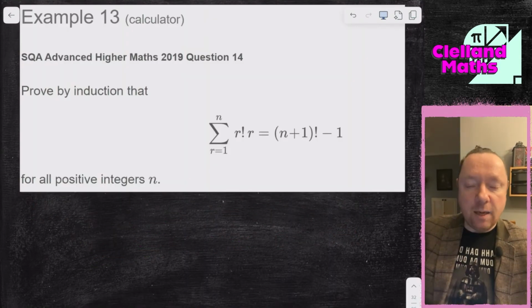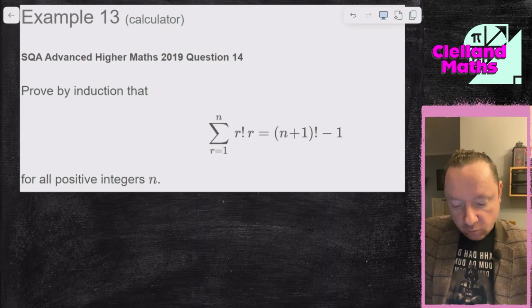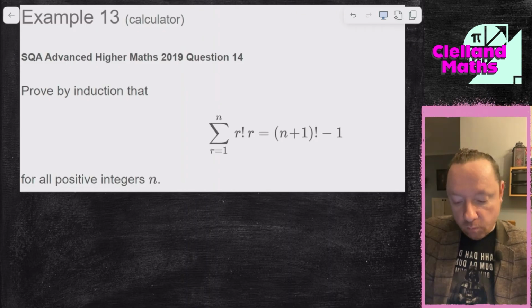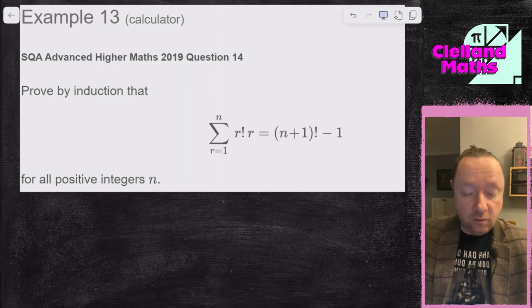And we're done there. Example 13, SQA Advanced Higher Maths 2019, question 14. Prove by induction that the sum of r equals 1 to n of r factorial r equals (n plus 1) factorial minus 1 for all positive integers n. So again, we'll start with a base case of n equal to 1.